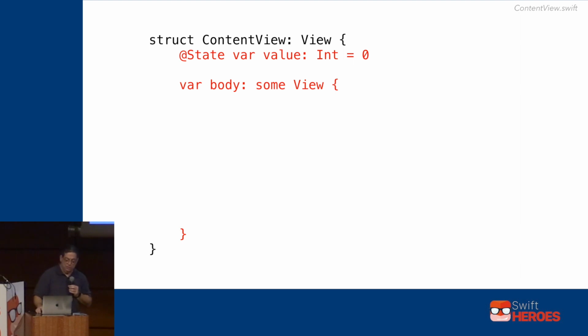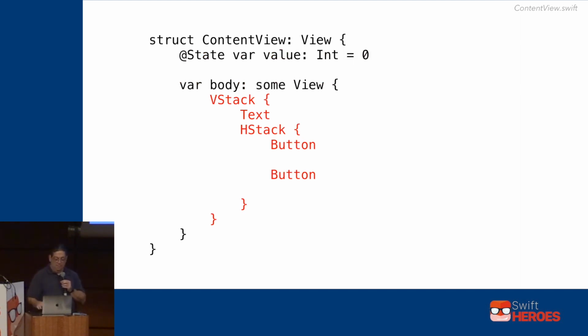So I have some model here. My value is an int. And I've got my body, which is where I describe what things look like. And my body looks roughly like this. It's some vertical stack, and inside of the vertical stack is a text and some horizontal stack, and inside the horizontal stack are 2 buttons. If I get rid of the layout stuff, really all I have is a text and 2 buttons. So I have a text and an increase and a decrease button. I designed it myself.